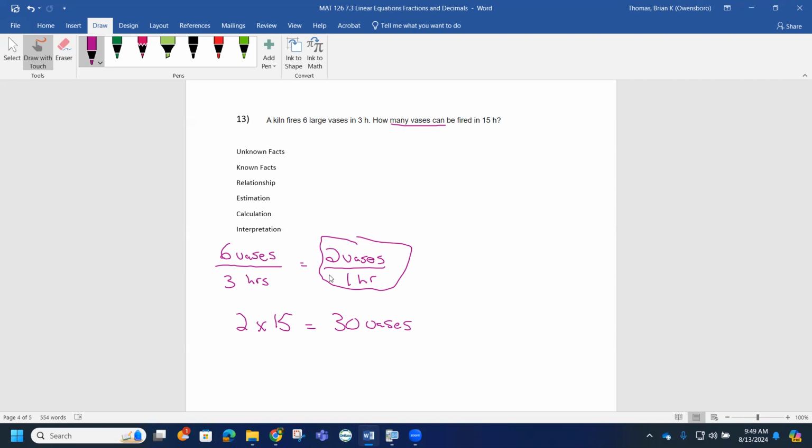And then I can actually reduce that down to a smaller rate or what's called a unit rate, 2 vases per 1 hour. And that's a lot more concrete for me to solve this problem. And that allowed me to finish out the problem and come up with a solution. Okay. So the catch was understanding what in the world does 6 vases in 3 hours mean? Well, that's considered a ratio or a rate.